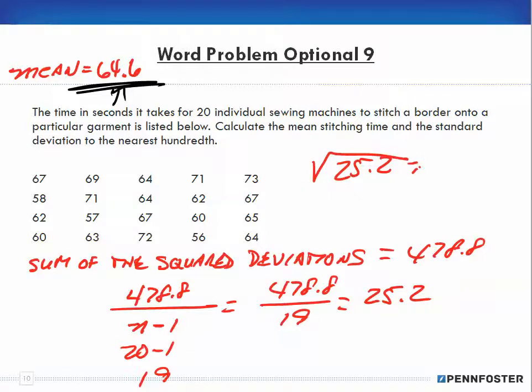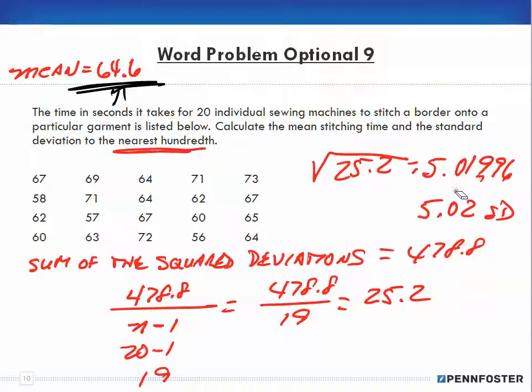And remember, to do that in your basic calculator, you have a square root key. So clear out your calculator, punch 25.2 into it, and then just hit the square root key, and that gives you 5.01996. And it's telling me to round to the nearest hundredth. So this is the hundredth, and the next digit over is 9, so I'm going to round up. So I end up with 5.02 as my standard deviation.